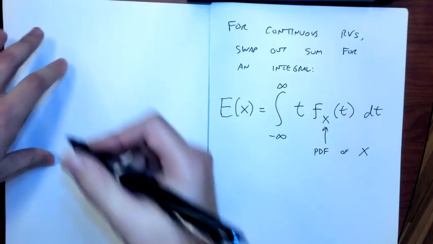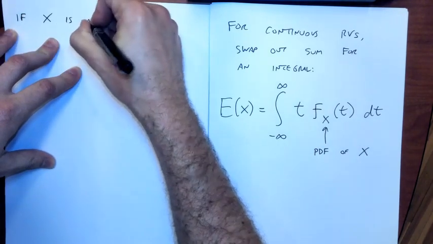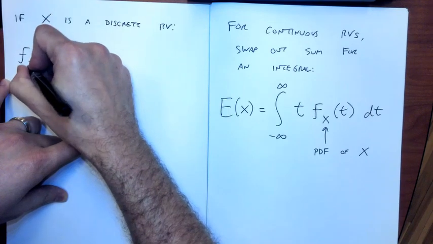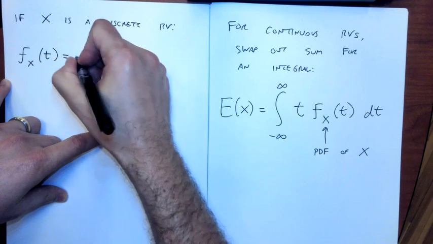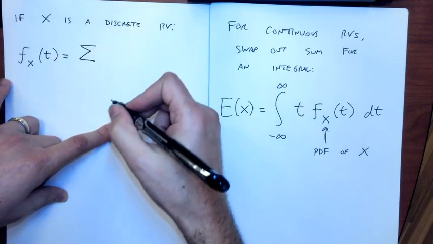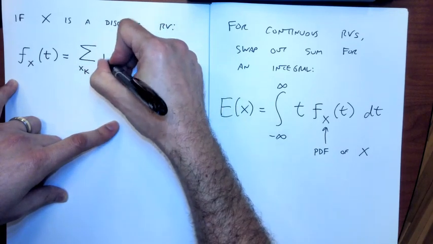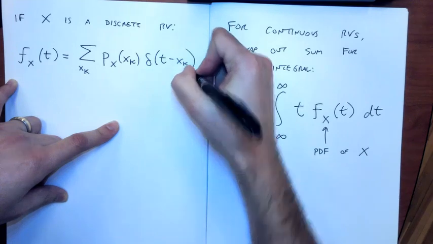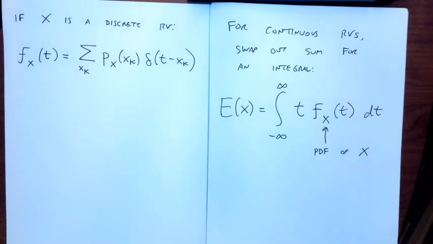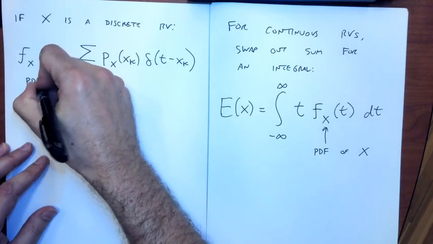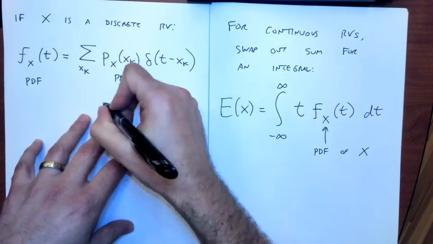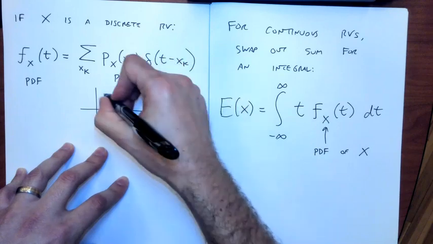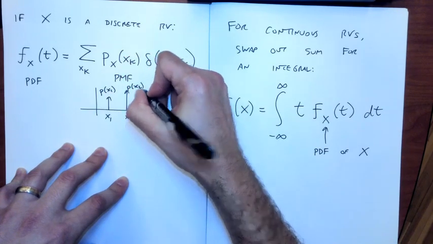So let me just say that if x is a discrete random variable, then basically the PMF and the PDF are the same thing, right? So if I'm being a little bit more explicit, what I have is something like this. Again, looks a little bit nasty, but all this is saying is that I can make basically a PDF out of the PMF values, right? Because what I have is a bunch of delta functions centered at the possible outcomes, and each of these has the height, the probability of getting that outcome, right?